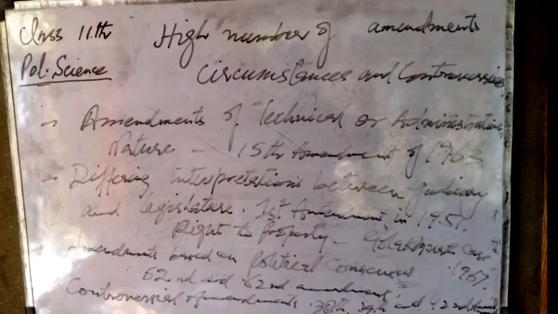In the Golaknath case in 1967, the Supreme Court ruled that the Parliament had no power to abridge fundamental rights. The 24th Amendment of 1971 set aside all doubts regarding the Parliament's power to amend the Constitution.